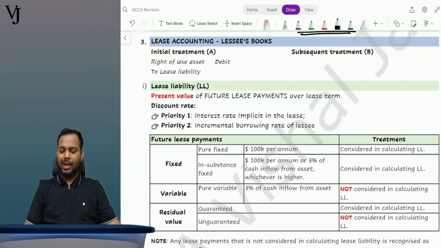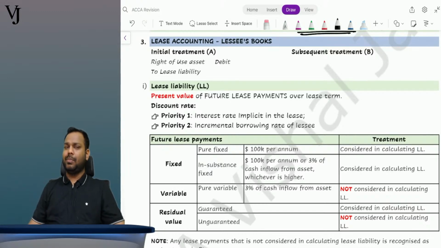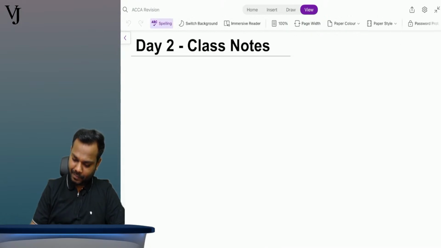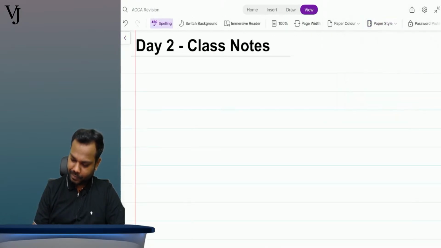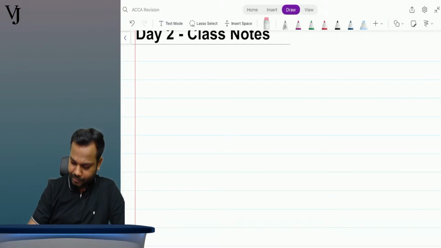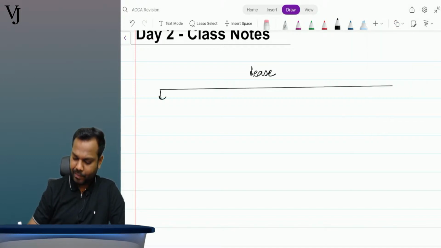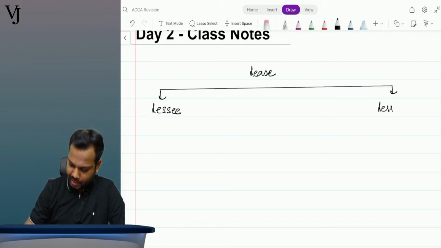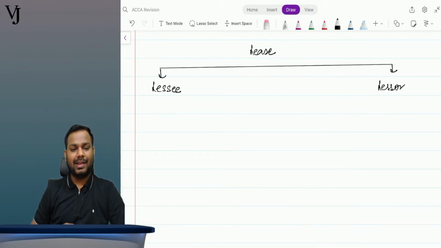Now, lease accounting in the books of the lessee. So first of all understand here, as I told, that under a lease contract there are two parties, lessee and lessor.